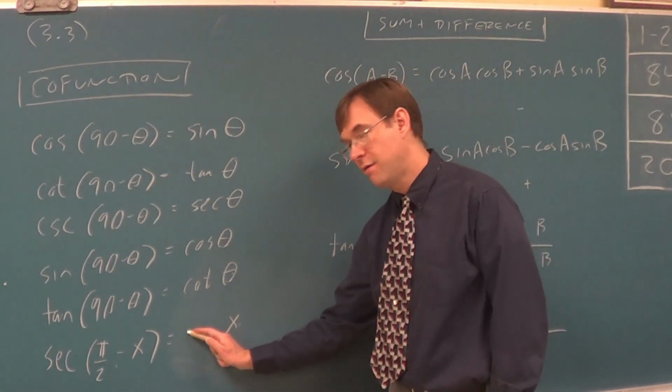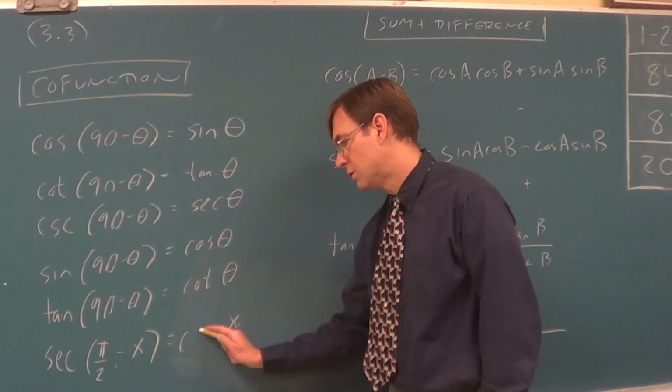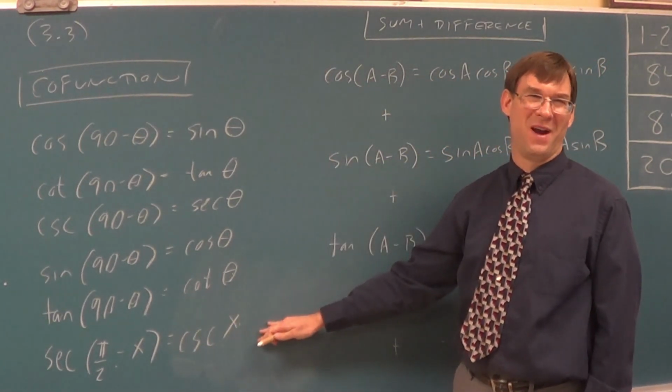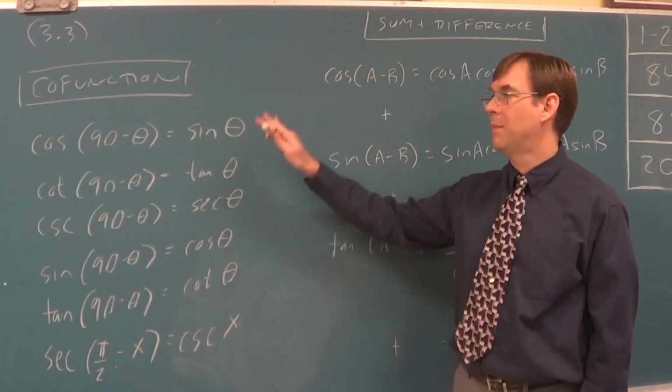Who is secant's friend in reverse? Cosecant. So there's 6. We sort of knew that already. Question about those 6?